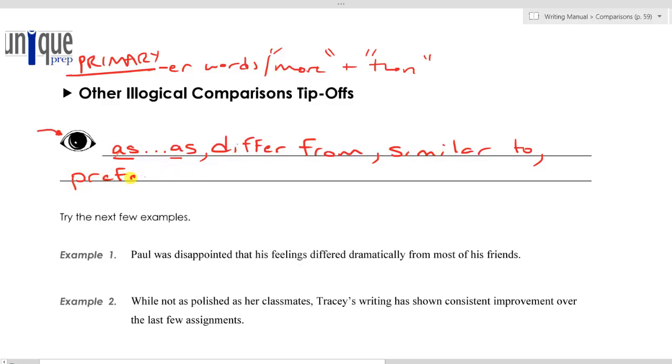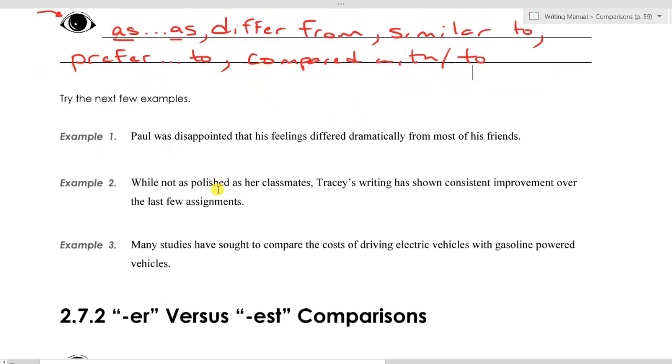Even something like prefer something to something else, that would indicate that a comparison is being tested. And then compared with or to, that would also indicate a comparison is being tested. So again, there are many words and phrases that might indicate a comparison issue should be examined or investigated. The ER words or more followed by than, that's your primary, and then you've got all of these other ones that you need to look out for as well.